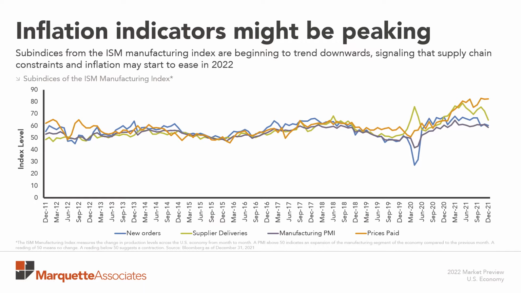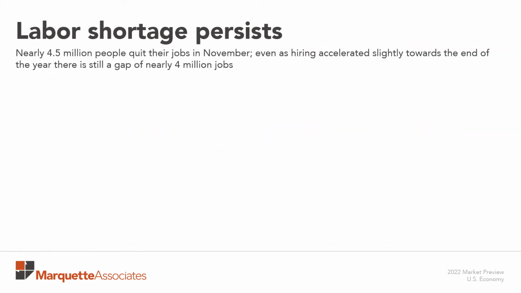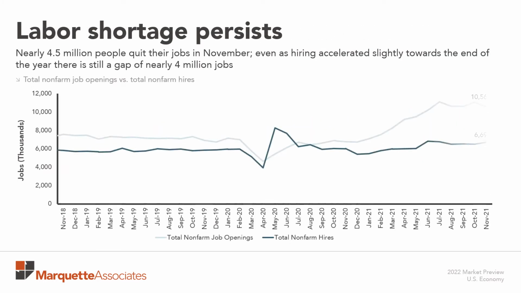As shown in the chart below, new orders, supplier deliveries, manufacturing PMI, and prices paid seem to have peaked and have begun to decline. There continues to be many complications in the labor market. Health concerns regarding COVID-19, opposition to vaccine requirements, early retirements during the pandemic, mismatches in compensation expectations, and a myriad of other factors have led millions of people to quit their jobs. Even as hiring accelerated towards the end of the year, there is still a gap of nearly 4 million jobs. This gap will likely persist into the year.